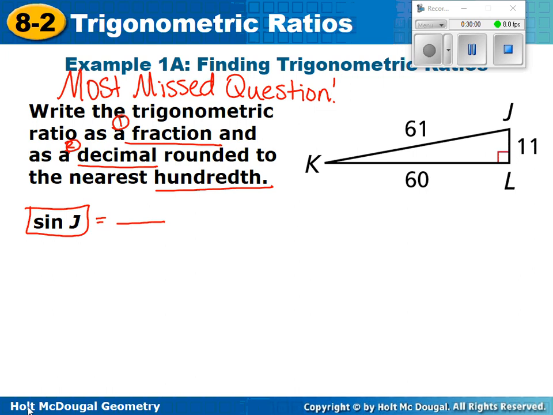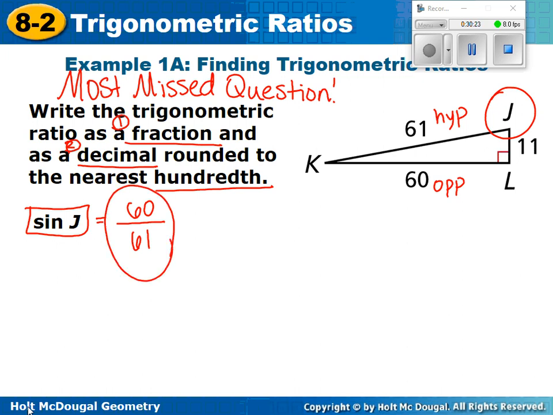Okay, so sine of J. Go to J. Sine is which two sides? Opposite and hypotenuse. Which side is the opposite? 60. Which one's the hypotenuse? So you're going to write 60 over 61. If that can reduce, reduce it. On your homework, it may be able to reduce. This will not reduce, so you'll circle that as your answer. And then you type it on your calculator, 60 divided by 61, and round that to the nearest hundredth, 0.98.